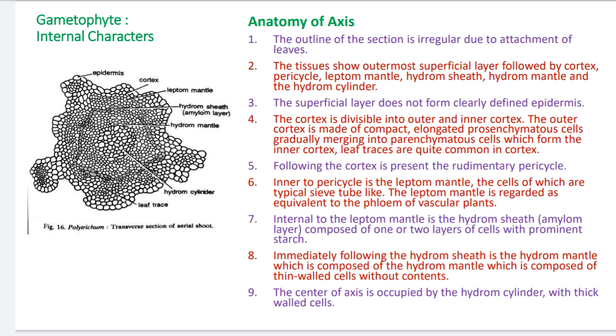Point number 1. The outline of the section is irregular due to attachment of leaves. You see in the diagram or photograph, the outline of the section is irregular due to attachment of spirally arranged leaves on the outer epidermis of the stem.